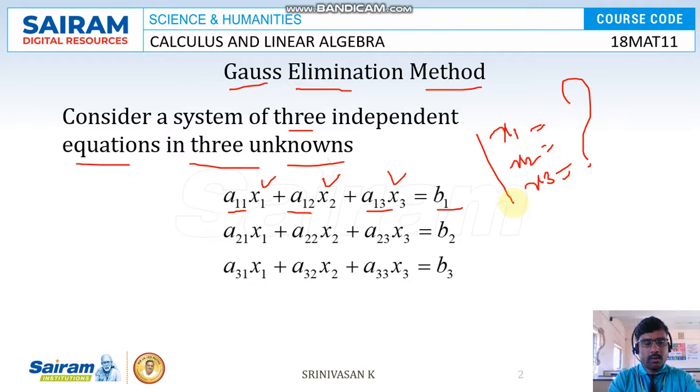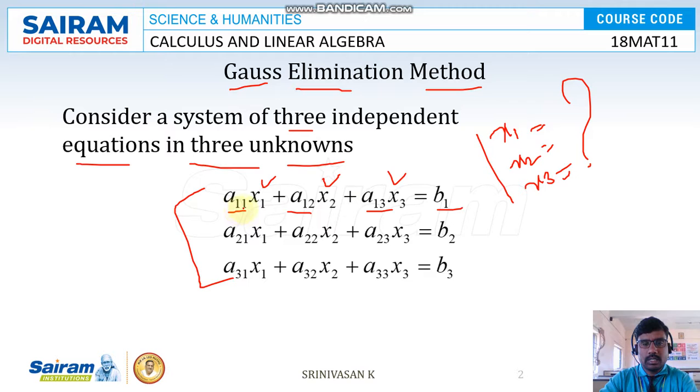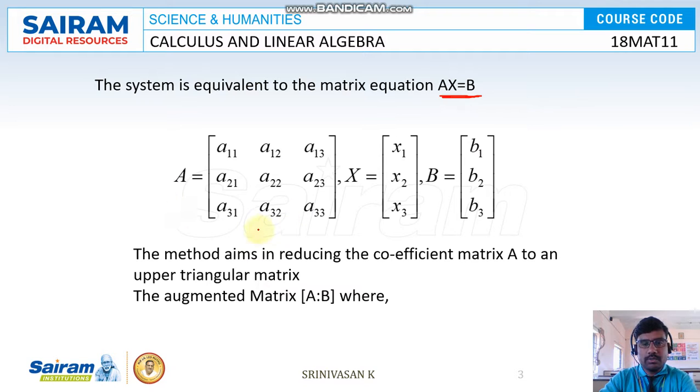So first I explain the working procedure, how to solve the matrix. Just consider the three equations and three unknown variables. The system is equivalent to the matrix equation AX equal to B. Clear? What is A? Already in the last video I explained. A is the coefficient matrix. The first row is a11, a12, a13, then a21, a22, a23, and a31, a32, a33. This is the coefficient matrix.